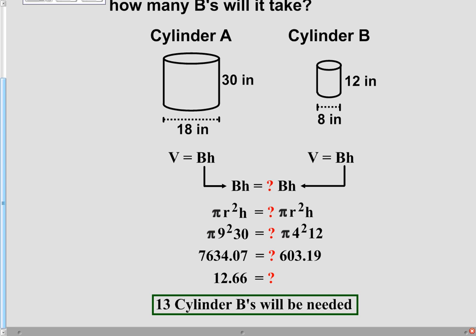Now keep in mind, it's not rounded up just because it was a situation to round up. It was the fact that we needed the next entire cylinder to get cylinder A to be filled. So even if that had been 12.01, we still would have had to answer 13 cylinders because 12 would not have been enough to fill it up.